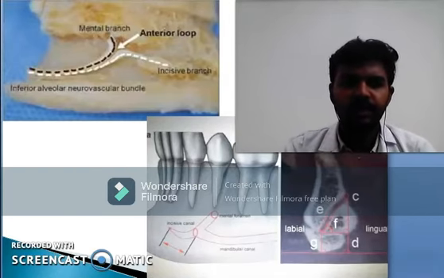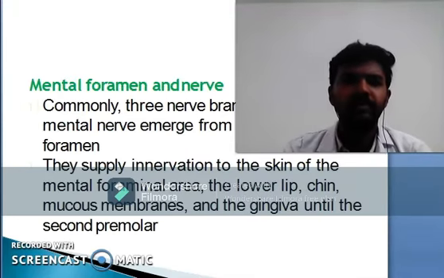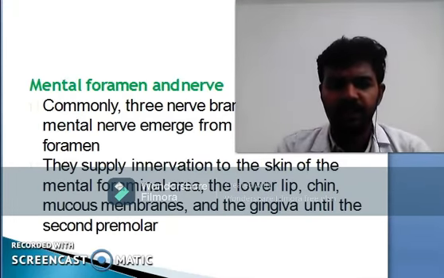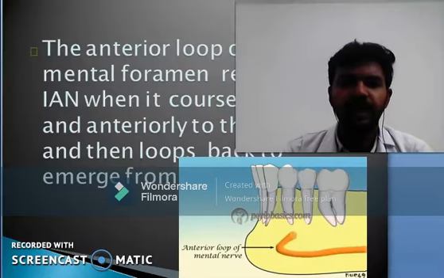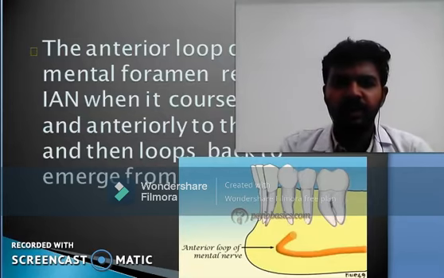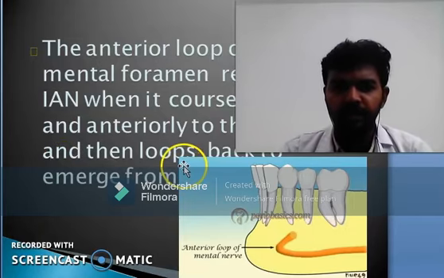This is the anterior loop, which is part of the mental branch, in which the inferior neurovascular bundle gets divided into the mental branch and the incisive branch. The mental foramen and nerve: commonly three nerve branches of the mental nerve emerge from the mental foramen. They supply innervation to the skin of the mental foraminal area, the lower lip, chin, mucous membrane, and the gingiva until the second premolar. The anterior loop of the mental foramen refers to the inferior alveolar nerve when it courses inferiorly and anterior to the foramen, and then loops back to emerge from the foramen.